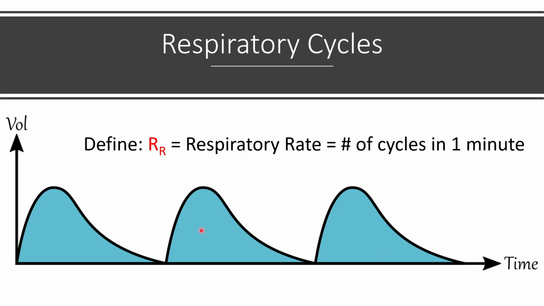If we graph volume versus time, we know that humans tend to breathe according to this sort of relationship where we inspire, the volume goes up to a certain point, which is kind of like the tidal volume, and then we expire, and the volume goes down to sort of like a residual volume, and then the cycle repeats. So we can define this symbol RR as the respiratory rate, and this is just the number of cycles in 1 minute.